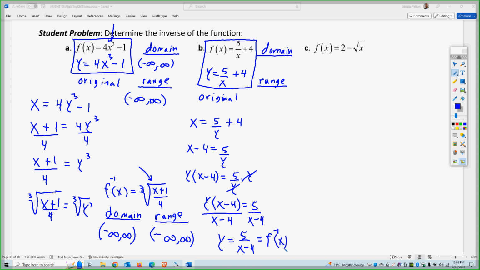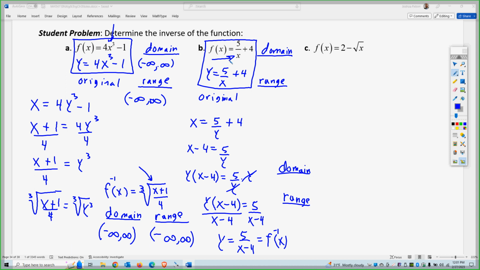Okay. All right, so we'll write domain and range over here. So domain and range. Okay, so again, you can approach it from either one. You can approach it from the original or from the inverse. So we'll look at the inverse first.